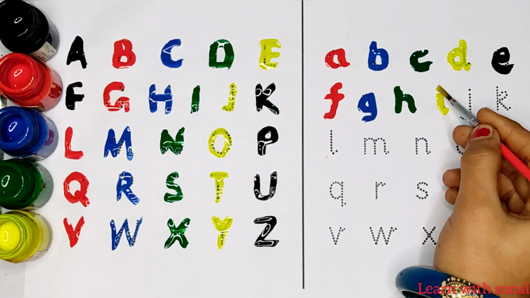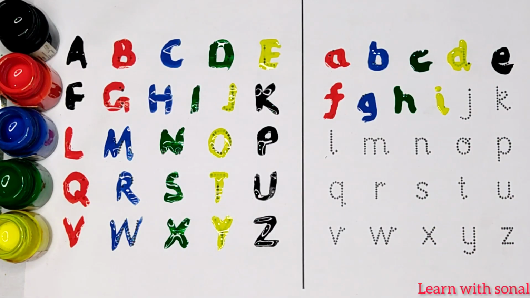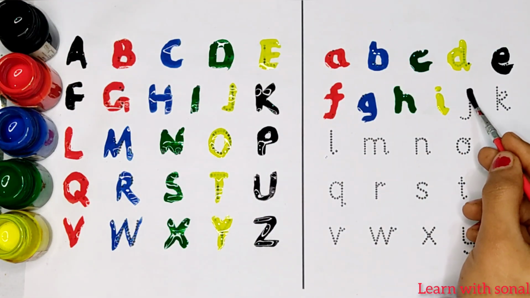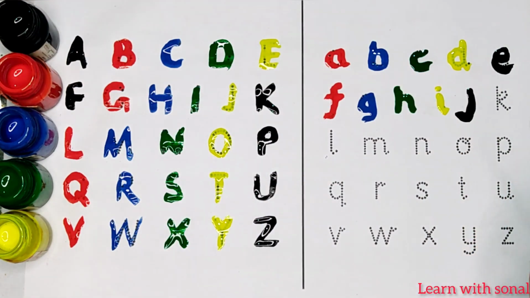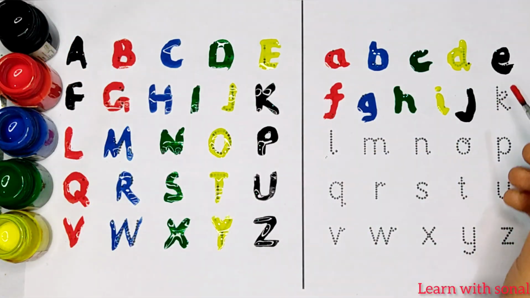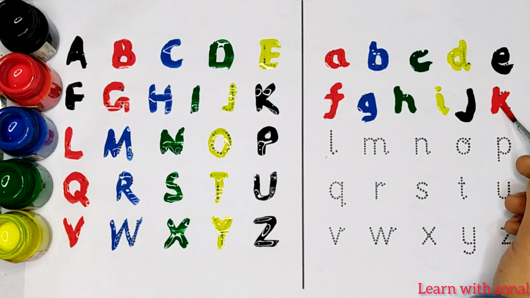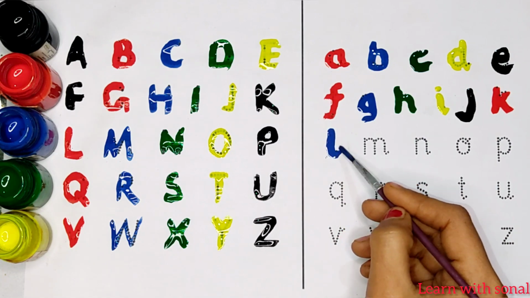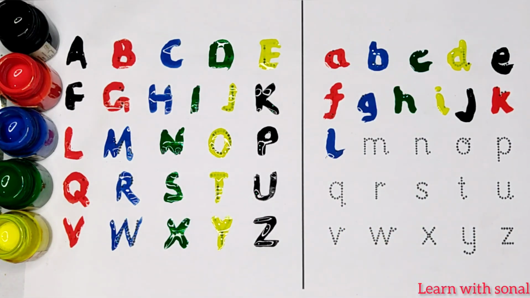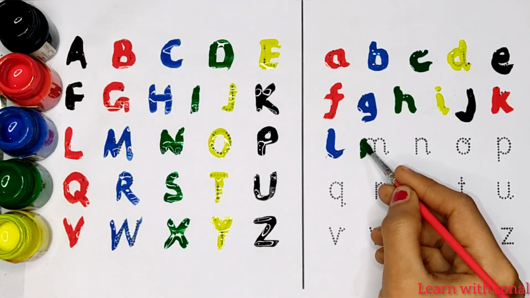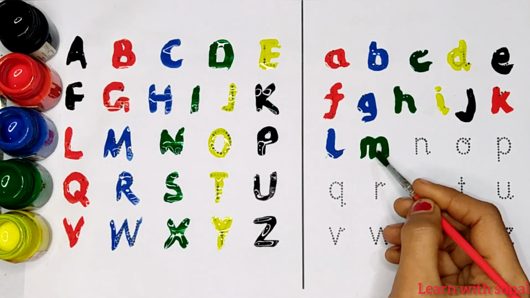I, I for inkpot. J, J for jug. K, K for kite. L, L for lotus. M, M for moth.